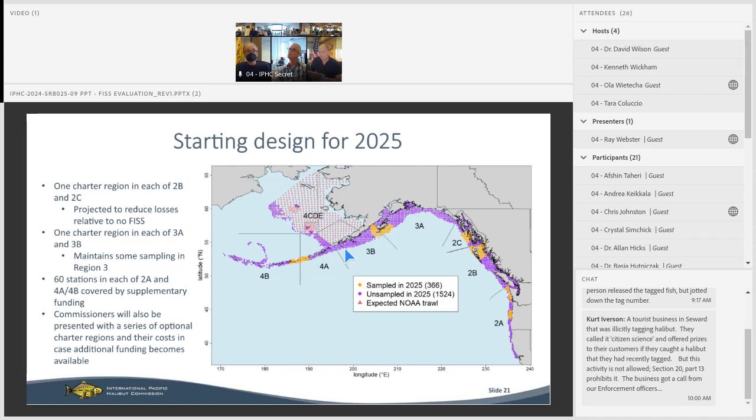More in areas that we'll really not be sampling. So this is even more extreme than reduced core. Is that right? Or is this reduced core? No, this is more extreme than the reduced core. This is a different design. So we're sampling less in the core. The reduced core would have at least 2 charter regions fished in each of 3A and 3B, and I think 2 in 2B and maybe 1 or 2. I can't remember exactly. But the reduced core wouldn't have anything in 4B and 4A or 2A.